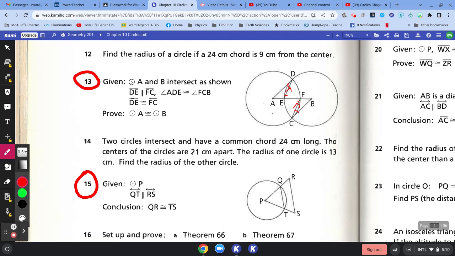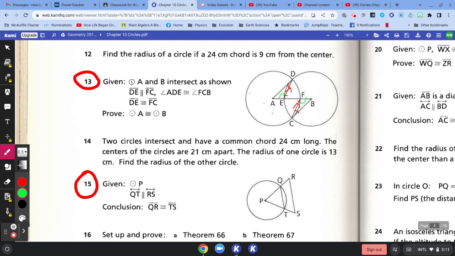Since it cuts across DE and FC, we can note that this angle here and this angle here, AED and BFC, are alternate exterior angles and are therefore congruent because they're alternate exterior angles formed by a transversal cutting two parallel lines. Once we've got that, by angle-side-angle, we can prove these little triangles are congruent. AED is congruent to BFC.